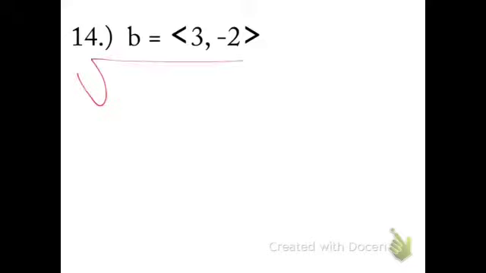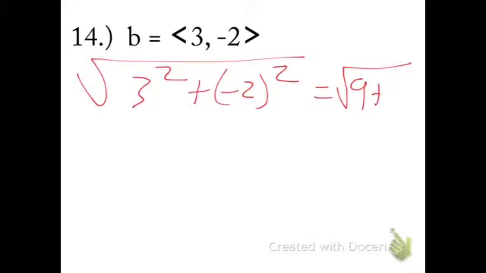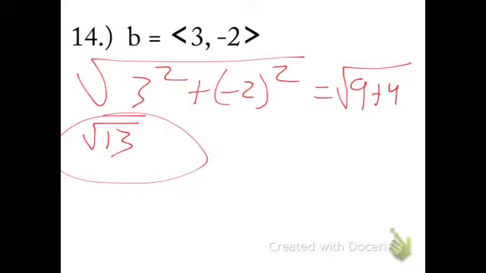On 4, you're just going to square both of those guys out together. Make sure you're careful with your negatives. If you square a negative, it becomes positive. 3 squared is 9. Negative 2 squared is 4. 9 plus 4 is 13, so square root of 13 is looking like our answer. And if you're looking to approximate that, you're looking at about 3.6.